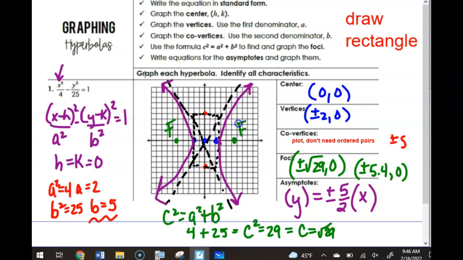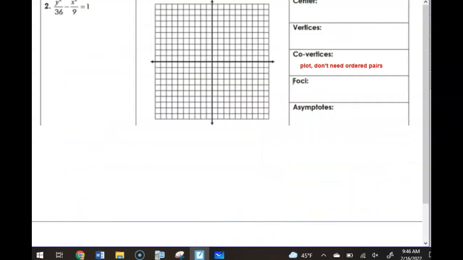Anybody have a question so far? A lot of stuff to this. Ready to try another one? Let's do one more that's not got a center somewhere else. So the center's still at the origin, right?